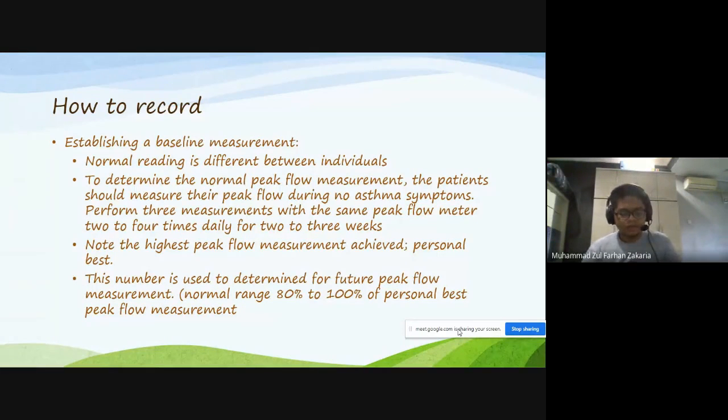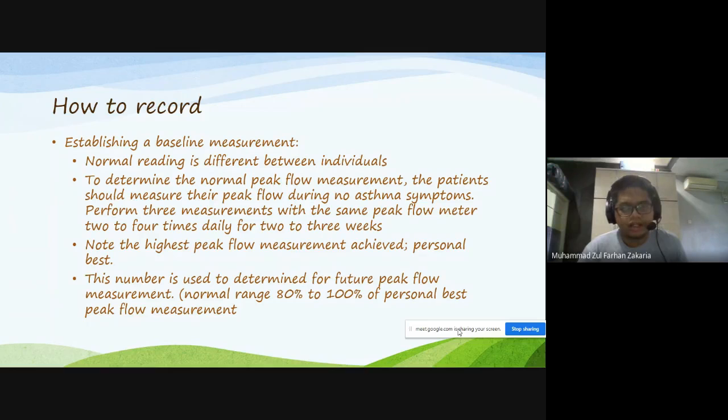But when monitoring an asthma patient, they must do self monitoring. The normal reading for the population is not reliable for the patient, because for an asthma patient the best reading is usually different from another person.